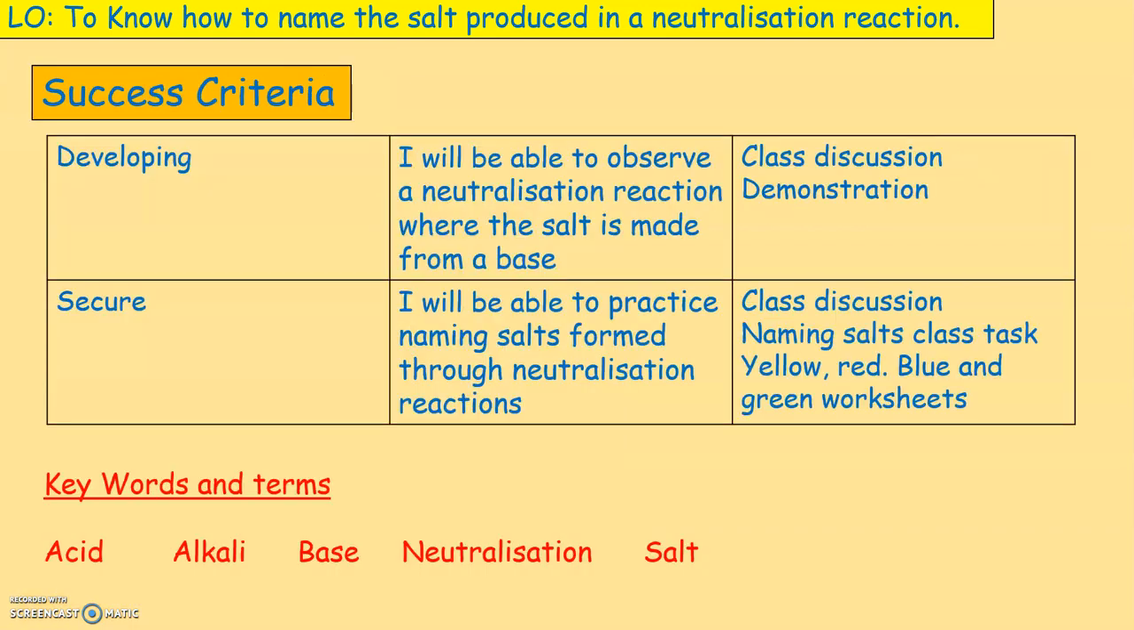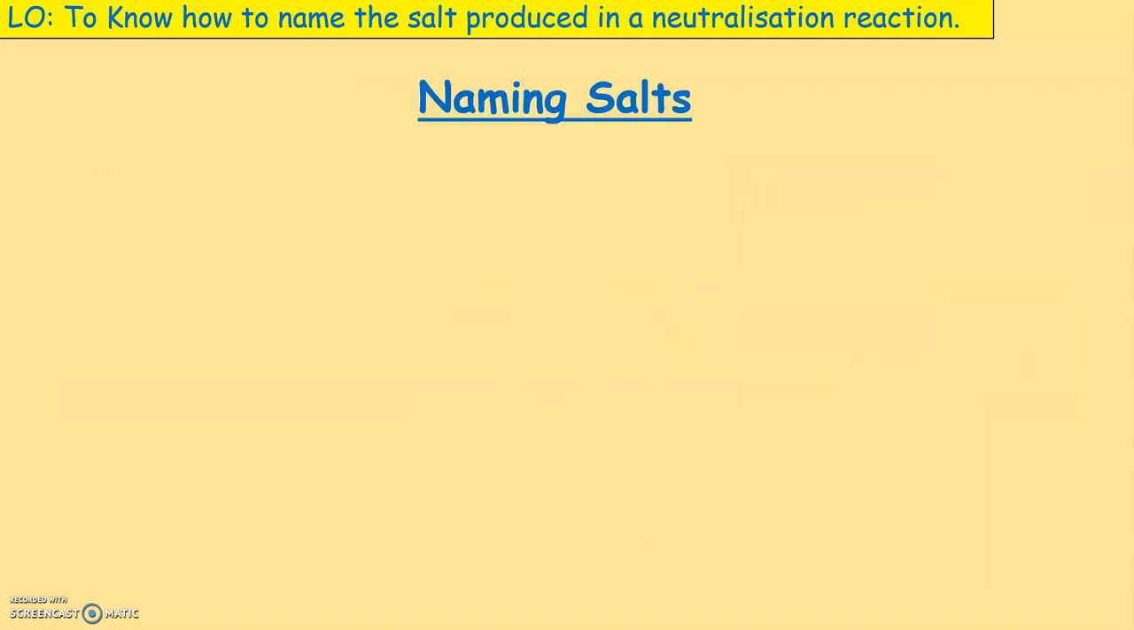All right, now, our success criteria is to be able to observe a neutralization reaction where the salt is made from a base. Technically, we cannot do that because it's meant to be a lab demonstration, but we're learning from home. The main thing we're going to be doing is practicing how to name salt through neutralization reactions. This is a fairly short topic. We're just going to take some practice.